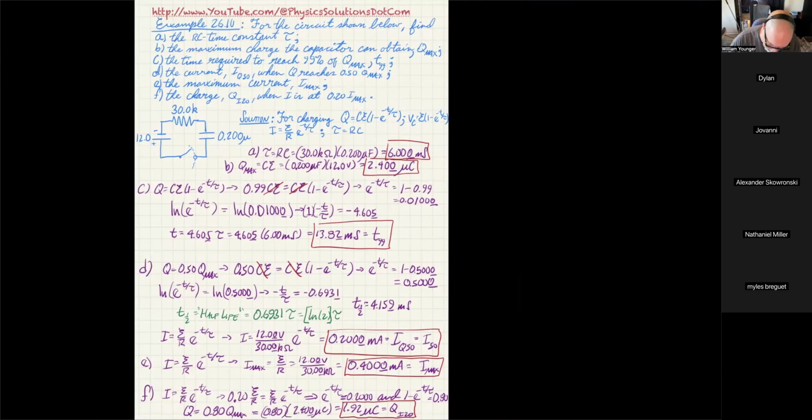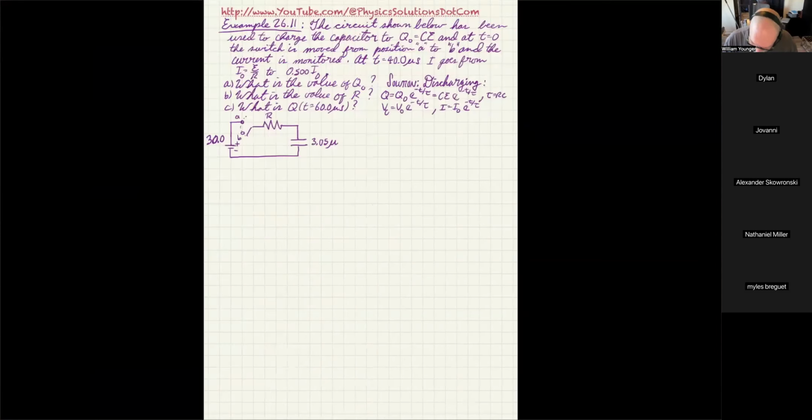I'm going to go on to example 26.11. This one uses a little bit less stuff, but it is using the discharging of the capacitor. So there's a different differential equation that pops up when you take a circuit like this one, where you can imagine, for instance, I'm missing something from a circuit. I just realized that's not good. What am I missing? I think I'm missing a straight line.